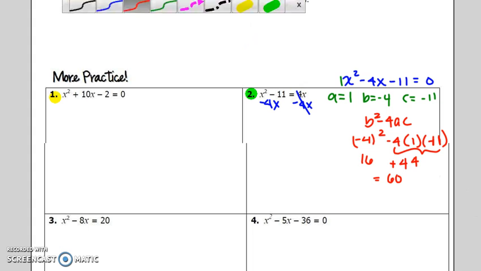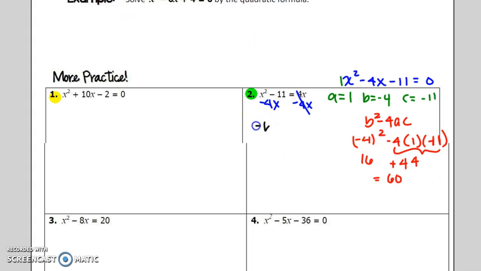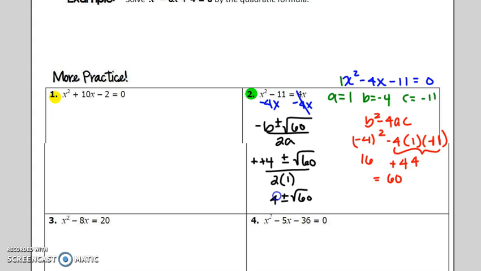So now what we're going to do is our negative b plus or minus the square root of our 60 all over 2a. So plugging in our negative b and our a with the 60 underneath. So negative b would be negative 4, which would change it to a positive, plus or minus the square root of 60 all over 2 times 1. So 4 plus or minus the square root of 60 divided by 2.